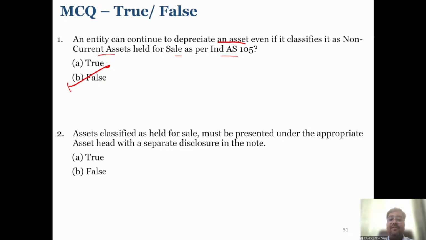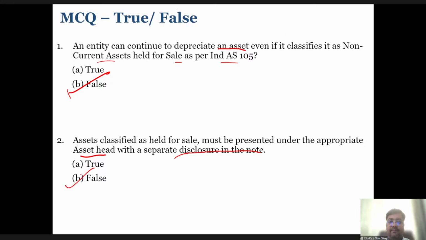Asset classified as held for sale must be presented under the appropriate asset head with a separate disclosure in the note. For example, if there is an asset held for sale, PPE, intangible asset. So this statement says that intangible asset held for sale has to be clubbed with intangible asset only, PPE held for sale has to be clubbed under PPE only, and the disclosure has to be given in the notes to accounts. Is it right? It is not right. For every asset held for sale, there is a separate line item under the current assets category, right? So it is false.